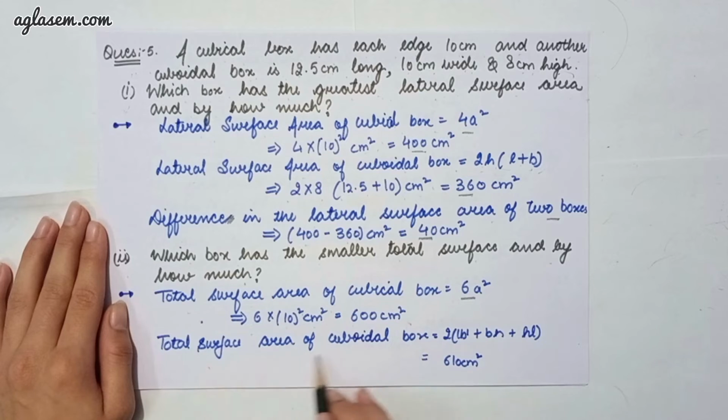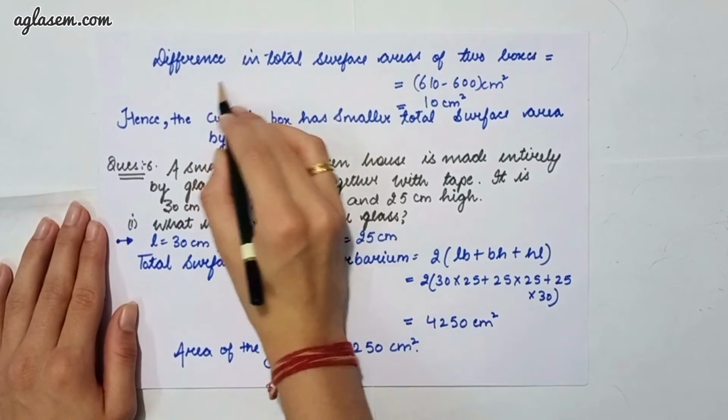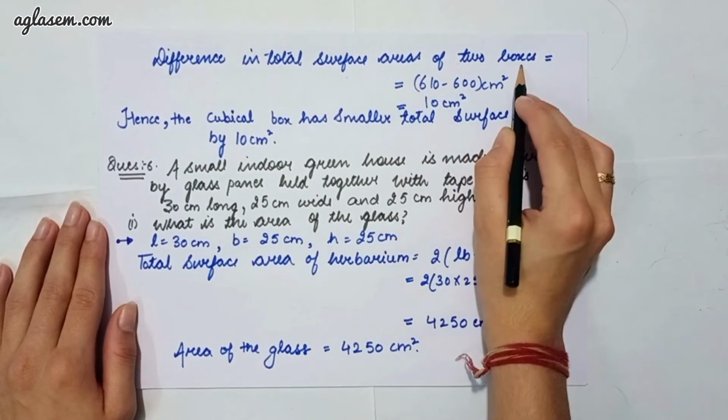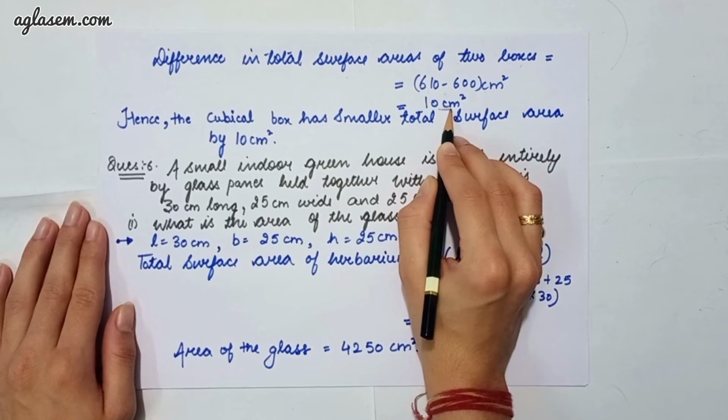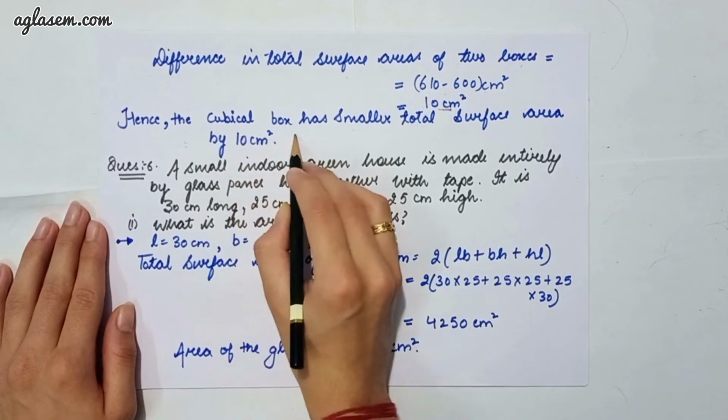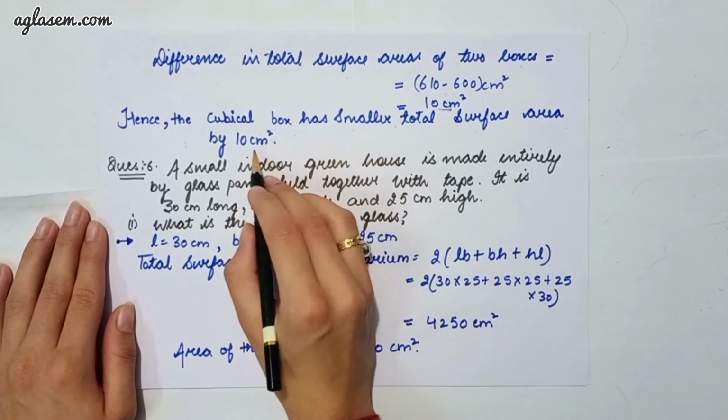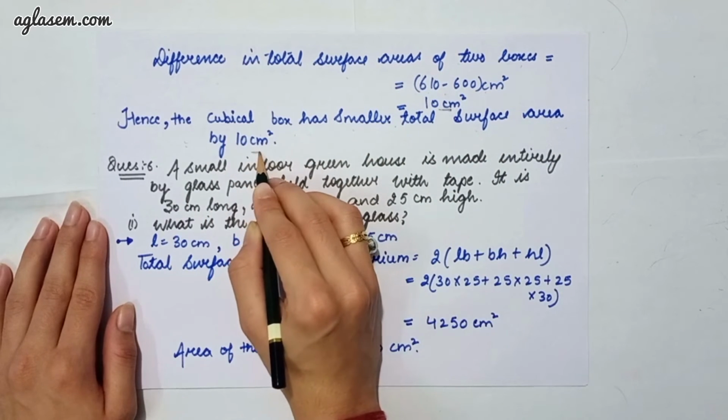So the total surface area of cuboidal box, that is 2 bracket LB plus BH plus HL. By applying these values, we will get 610 centimeter square. Further solving, the difference in the total surface area of two boxes, that is 610 minus 600, which will give you 10 centimeter square. Hence the cubical box has a smaller total surface area, that is by 10 centimeter square.